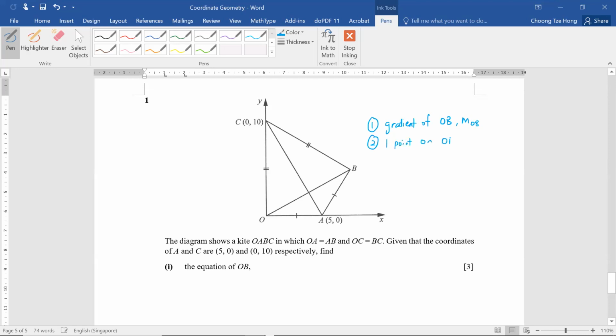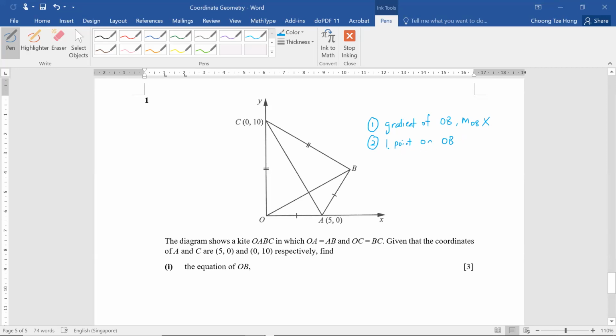on OB. So if you ask yourself this question, do we know any of this info or not? Gradient of OB, do we know? This one we don't know, right? There's no info given to us. We can't tell. In the question they didn't mention.